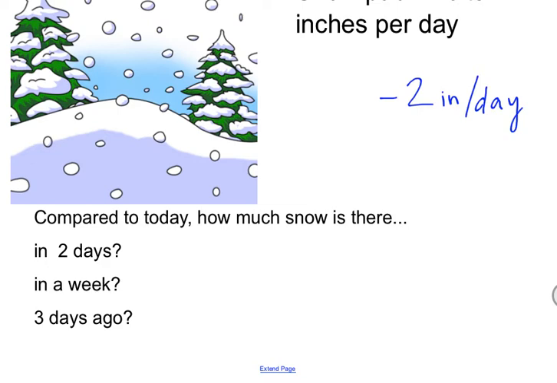Well, in 2 days, negative 2 per day times 2 days, it will be 4 inches less than it is today. In a week, well, that's negative 2 per day times 7 days. It will be 14 inches less than it is today. Now, here's where we do the negative times the negative.